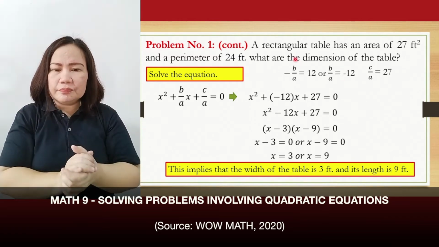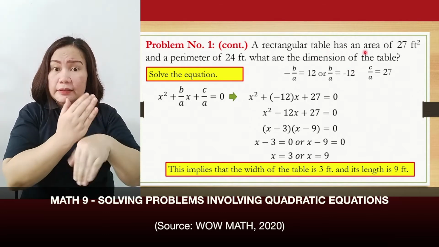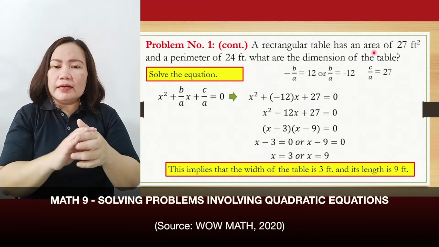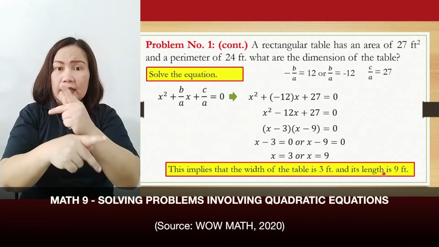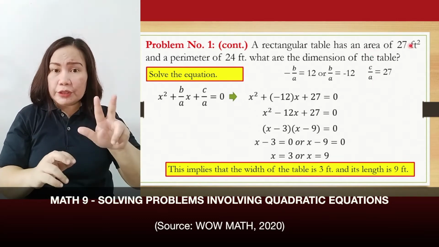Let us go back to the problem. A rectangular table has an area. So, how do we get the area? By multiplying the length and width. So 3 times 9, that is 27 square feet.